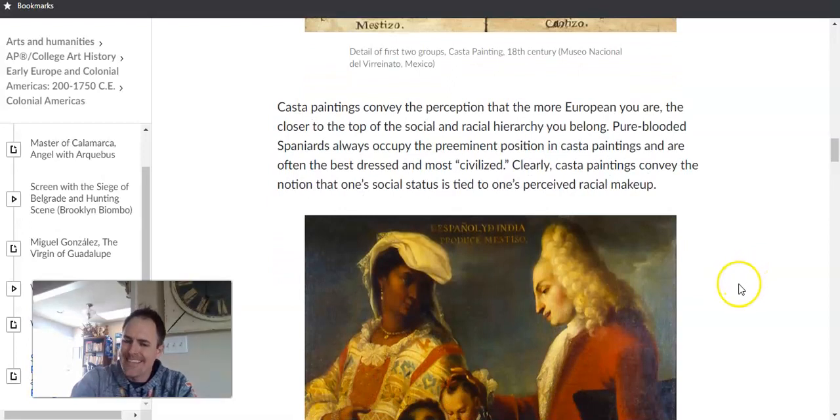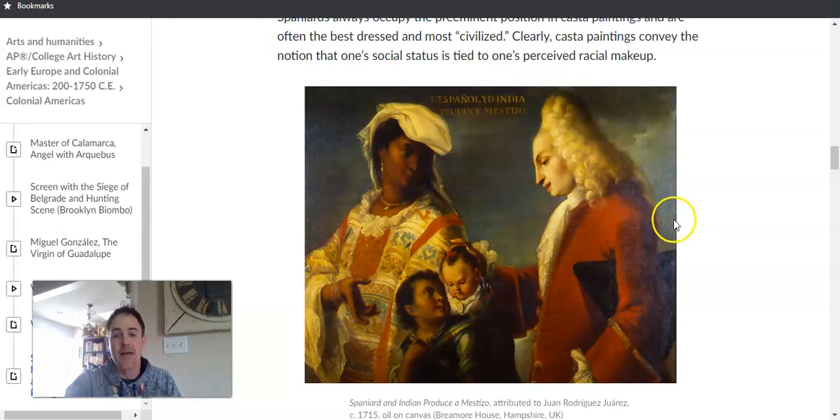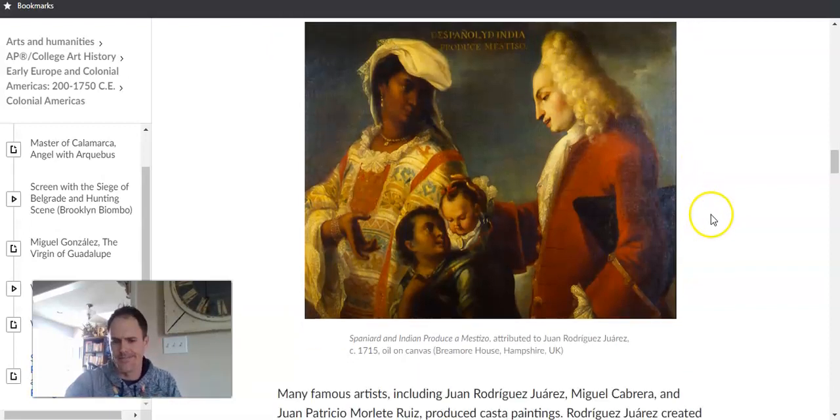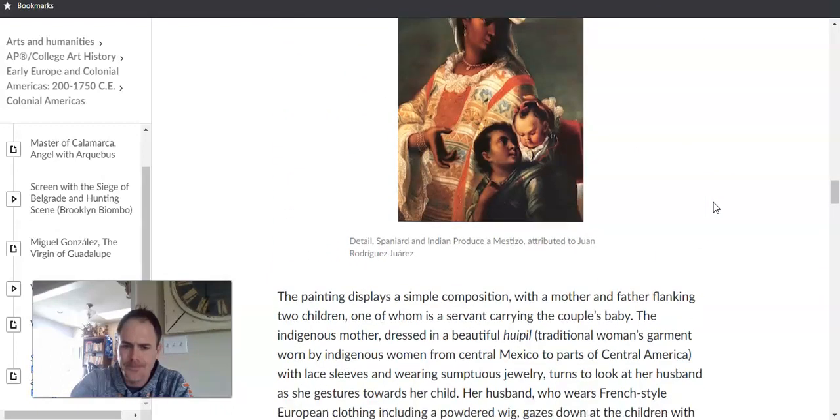So here's the important part about these casta paintings. "They convey the perception that the more European you are, the closer to the top of the social and racial hierarchy you belong. Pure-blooded Spaniards always occupy the preeminent position." Remember what those are called? Peninsulares. "And are often the best dressed and the most civilized." But I don't know about you, I wouldn't call that best dressed. I mean, what is happening with this wig? But they thought at the time that made them look more civilized. Here's some more examples.